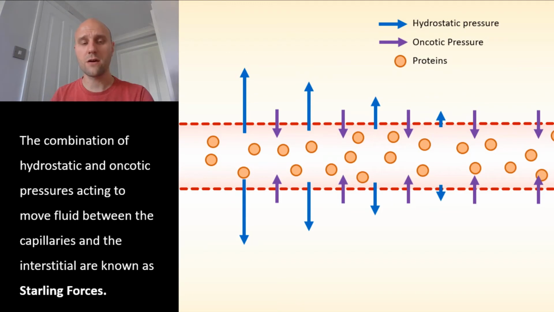Now, this combination of forces that are moving the fluid between these two different compartments, between the intravascular space and the interstitial space, are referred to as Starling forces. So that's the combination of hydrostatic pressure and oncotic pressure.